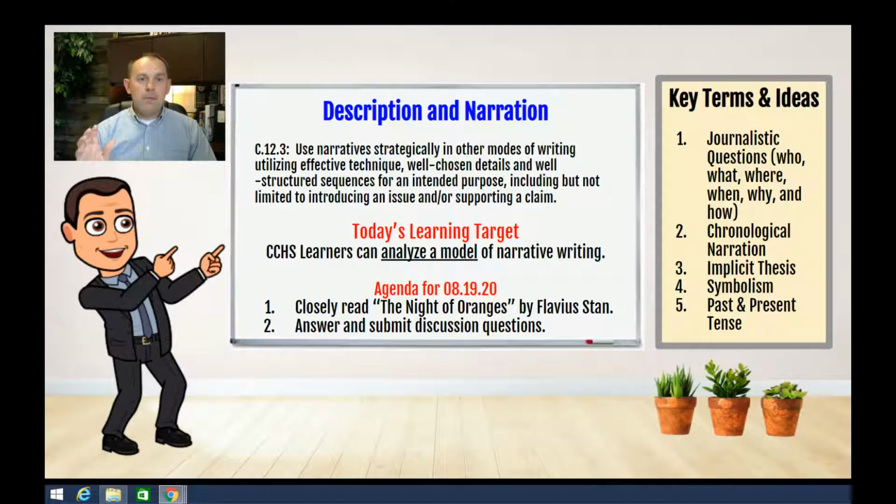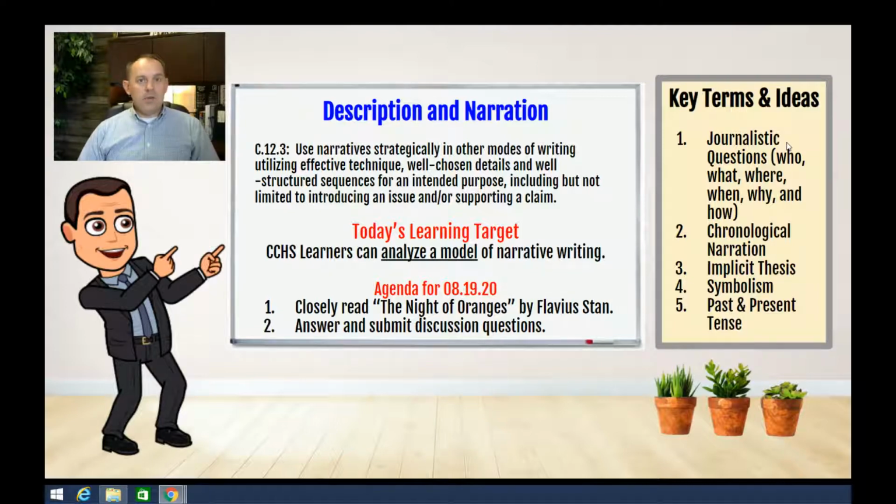One of the questions you're going to be asked about today is, to what extent does the author answer the journalistic questions? And so it's probably good for us to talk about what we mean by the journalistic questions. Any good journalist in writing an article, whether that be a hard news story or a feature story or a sports story, is going to answer the important questions of who, what, where, when, why, and how.